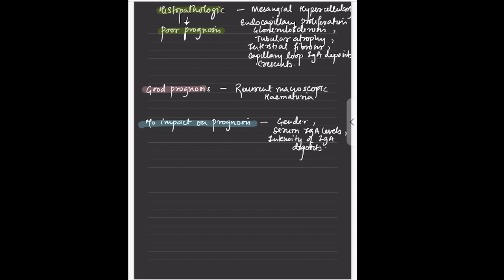Otherwise, if he is having only microscopic hematuria, or decreased urine output, the patients are not so aware of it. They would notice it after 15-20 days or even after months. So this plays a very important role. There is no impact on prognosis from gender, male or female. Serum IgA levels, or the intensity of the IgA deposit, do not matter. Okay. So this was for IgA nephropathy.